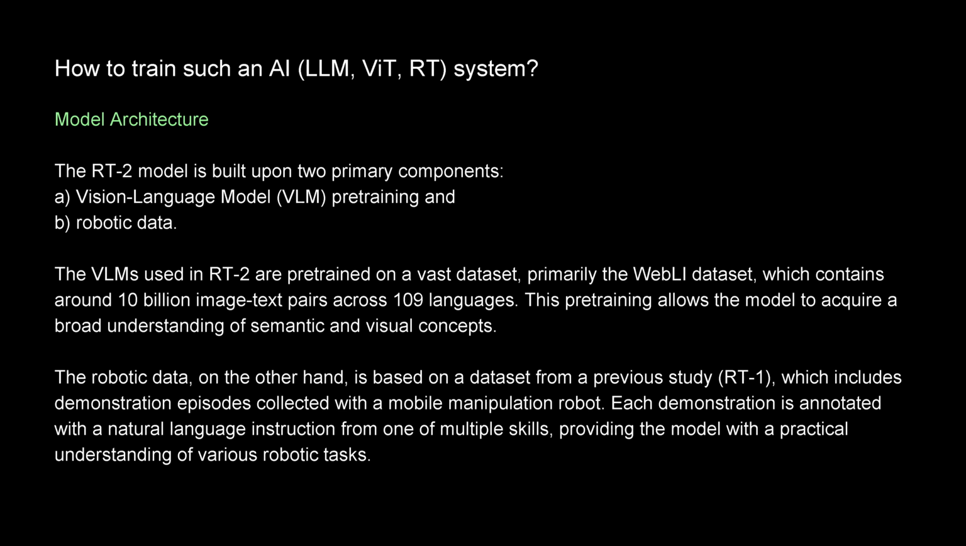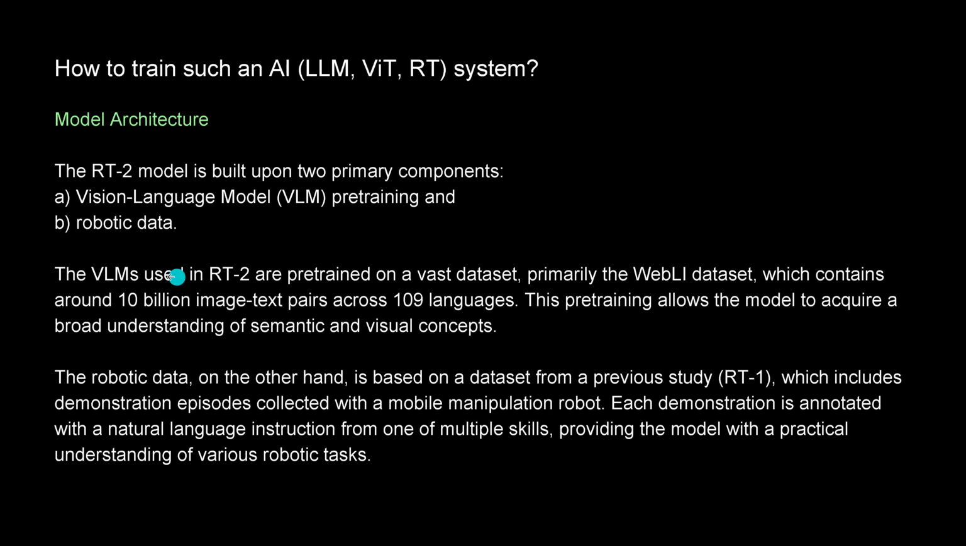Now, to train, we have to understand that there are more or less 2 major components in our robot transformer 2 system, in our model. We have at first our vision language model, which the whole model is based on. And we have the robotic data with 6, 7, 8, 12 degrees of freedom, whatever you have. So the first step is the pre-training. The vision language model used in RT-2 is pre-trained on a vast dataset. The dataset has a specific name.